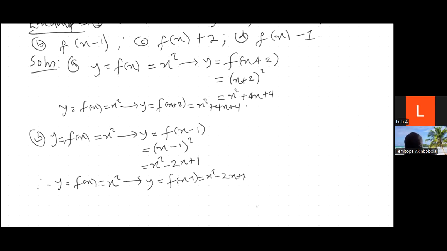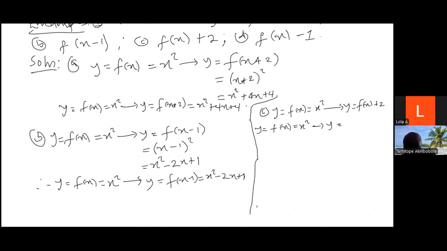So that's that. Then quickly, let me do C here. For C, you have y equals f of x, which is x squared, to be transformed to y equals f of x plus 2. Now you can see that's a translation in the y-axis. So you just add 2 to f of x. So y equals f of x, which is x squared, transforms to y equals, our f of x is x squared, so it will just be x squared plus 2. That's all. You have answered that.